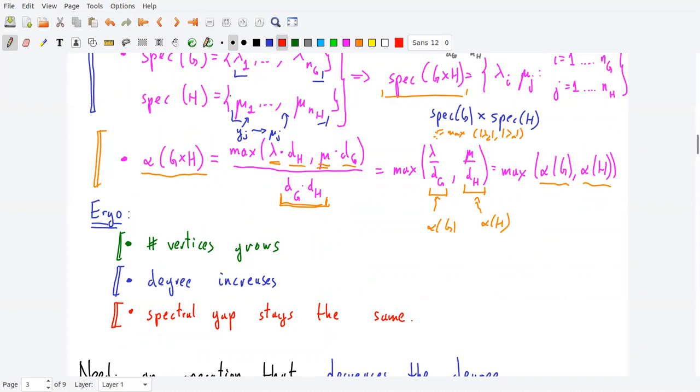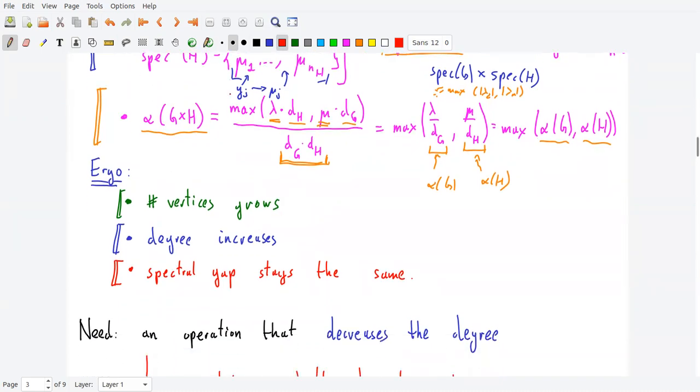Yeah. So if you look at these two operations, squaring and taking a tensor product, you see that both of them have this property, that the degree increases. So we can actually get larger and larger graphs, and graphs with better and better spectral properties, but always at the cost of increasing the degree. We do not have at this point any operation that decreases the degree of the graph.